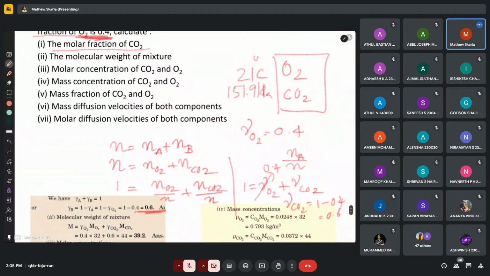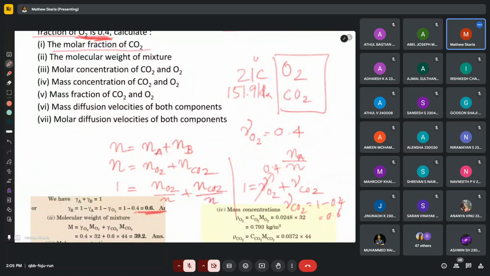Is it clear? The molar fraction of carbon dioxide. ഋഷികേഷ് ഉണ്ടോ? ഋഷികേഷ് ഇല്ല? ഋഷികേഷ് കേൾക്കുന്നില്ല? ഇന്ററാക്ട് ചെയ്തില്ലെങ്കിൽ ആക്ഷൻ ആണ് നോക്കിയത്. ഋഷികേഷ് ഓക്കെ. ഗോഡ്സൺ ഷാജി കേൾക്കുന്നുണ്ടോ? കേൾക്കുന്നുണ്ട്. ക്ലിയർ ആണല്ലോ? ഓക്കെ. Okay, next.